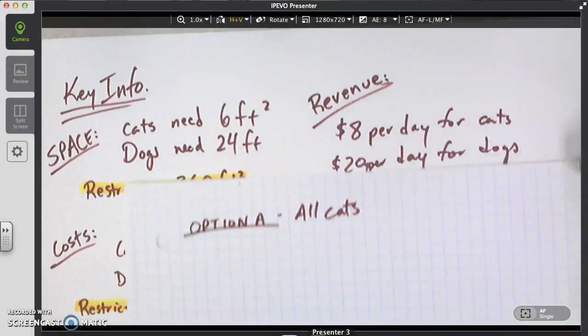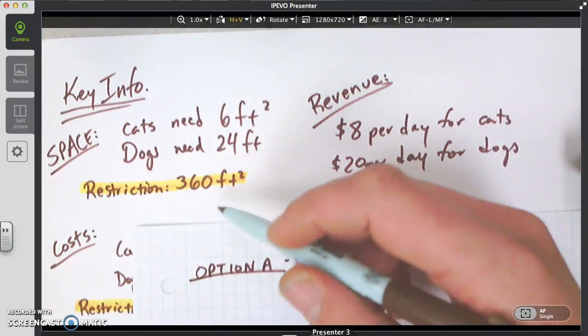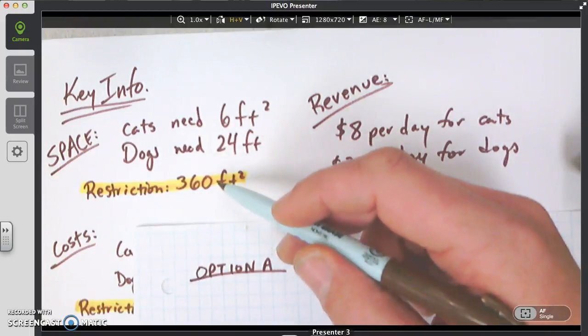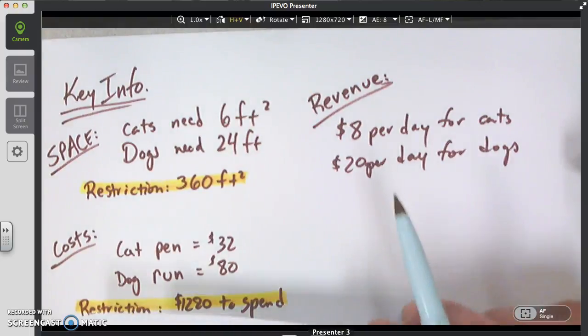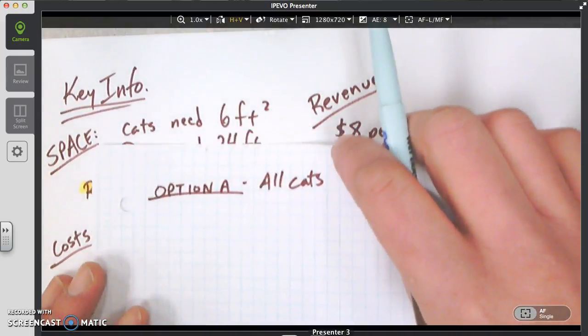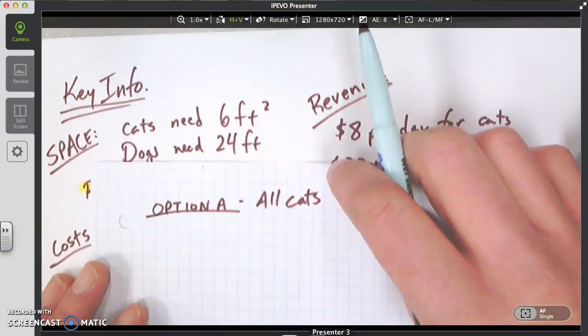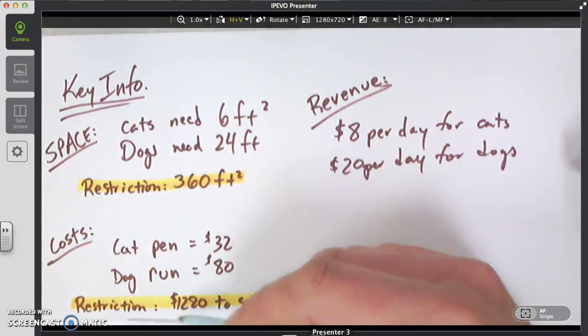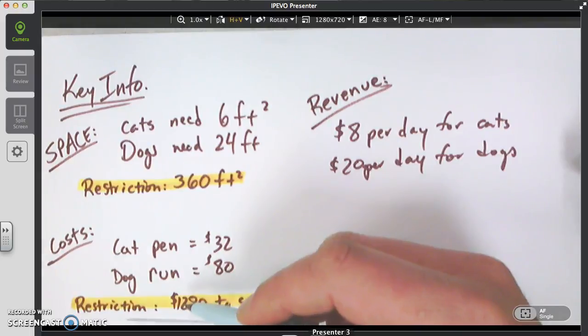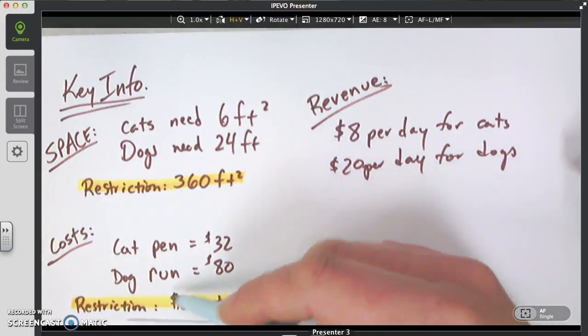Okay. So we got to keep in mind our restrictions. They only have 360 feet squared to use, and they only have 1280 to spend. Okay. So let's go through this then. With this much to spend, let's try and figure out how many cat pens they could possibly afford. Let's start with that, because the dollars is pretty much our limiting factor. We can't buy as many as we want. We can only buy this many.